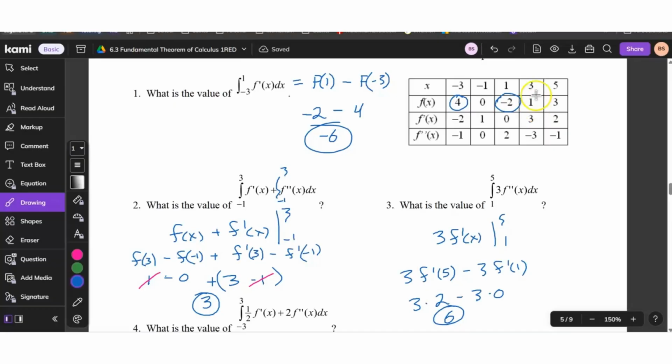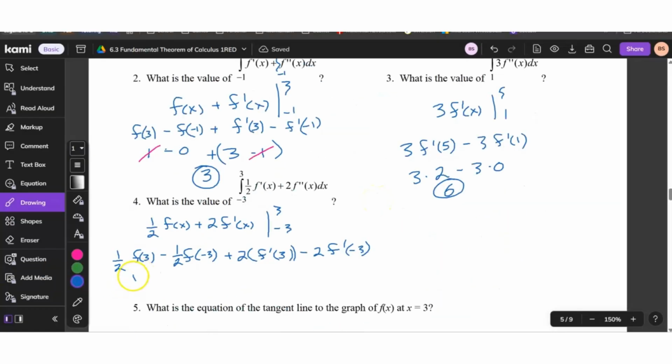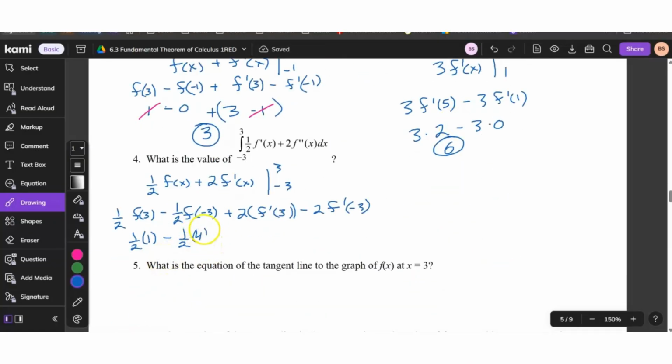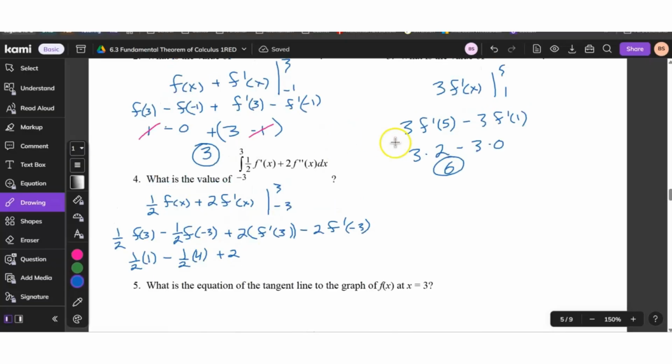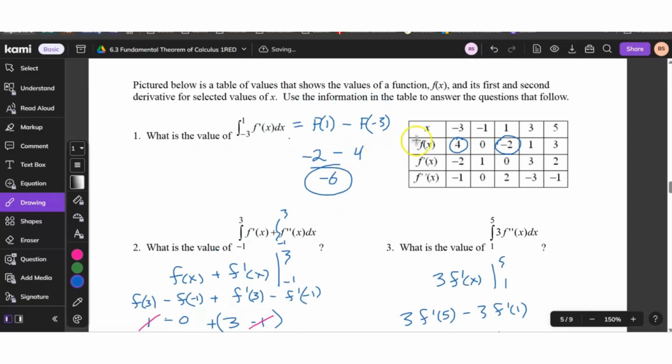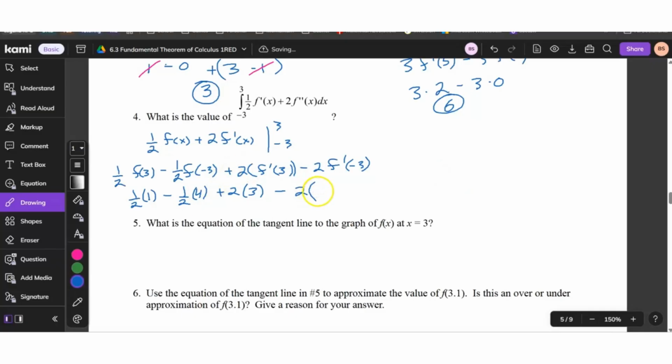F of 3 is 1. So 1/2 times 1 minus f of negative 3, I believe, was 4. Plus 2 times f prime of 3, which is 3. And f prime of negative 3 is negative 2. Then we just work all that out. So 1/2 minus 2 plus 6 plus 4, 10, 8, 8.5.